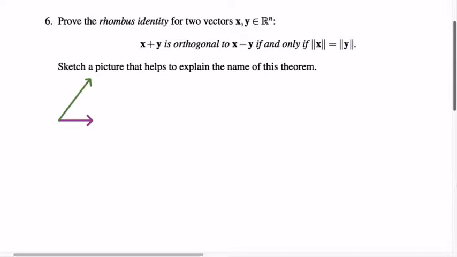So I'm going to begin by sketching the picture. If I have two vectors x and y, then by definition of Euclidean vector addition, if I take x plus y, what I get is a diagonal, the long diagonal in this example, of the parallelogram whose sides are x and y. Likewise, if I take x minus y, I get a vector which points from y to x, and so we can consider that to be the other diagonal of this parallelogram.